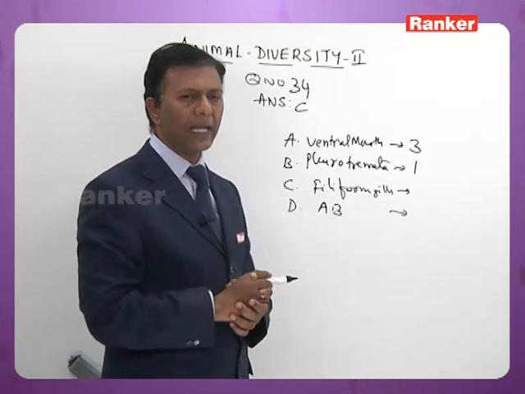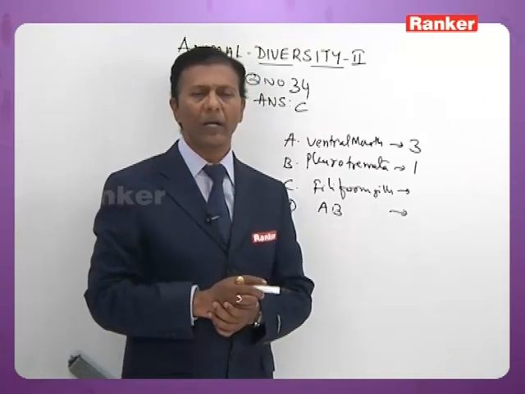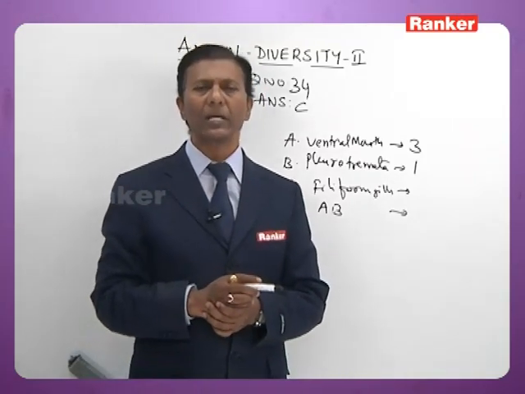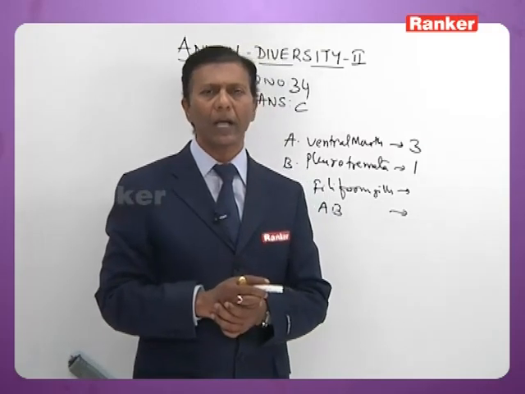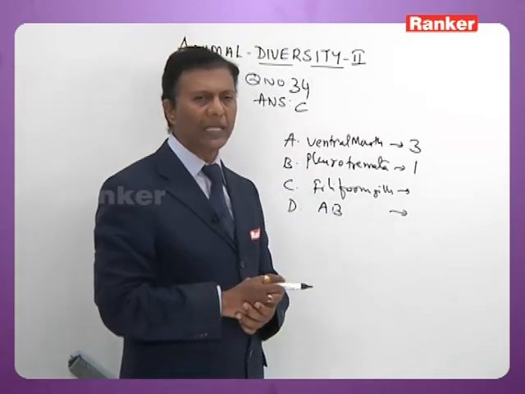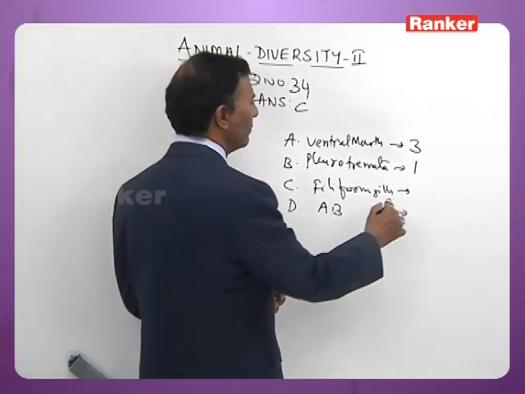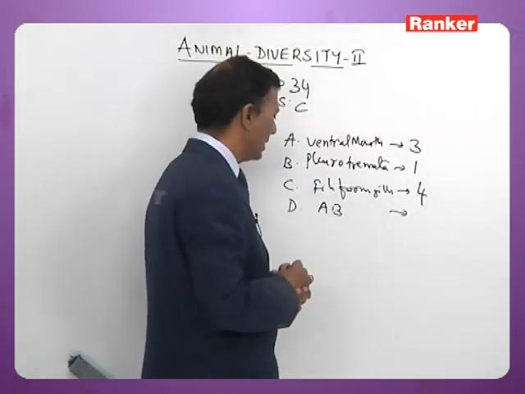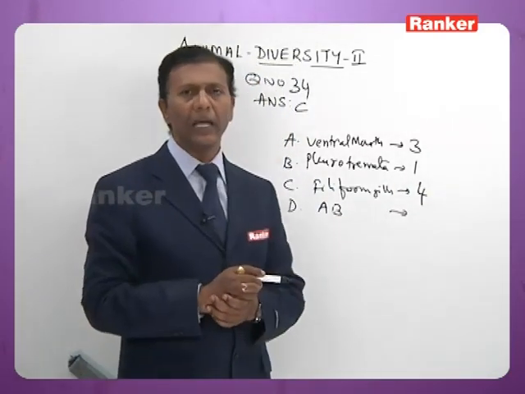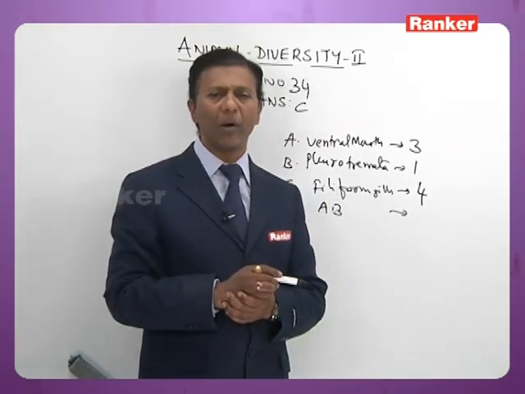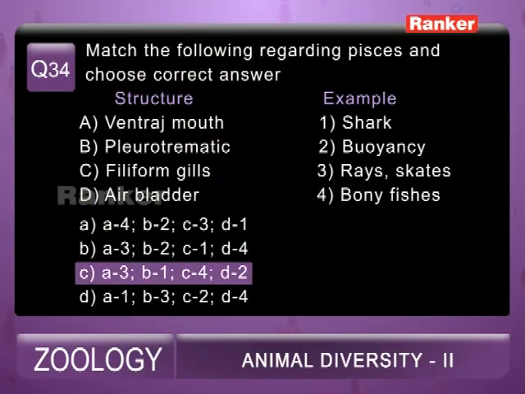Okay. The next, C, filiform gills. Gills are filiform in bony fish and lamelliform in cartilaginous fish. So for option C, the correct answer is 4, bony fish. Then D, air bladder. Air bladder acts as an organ of buoyancy. So the correct answer is 2. So A3, B1, C4 and D2 are the correct options here. So the 34th question, correct answer is C.